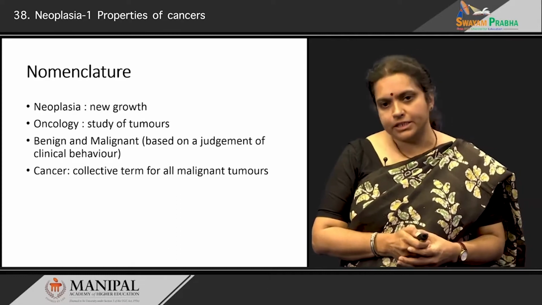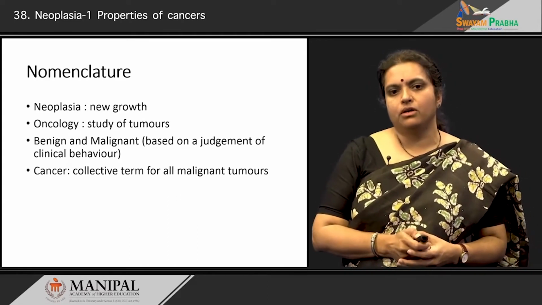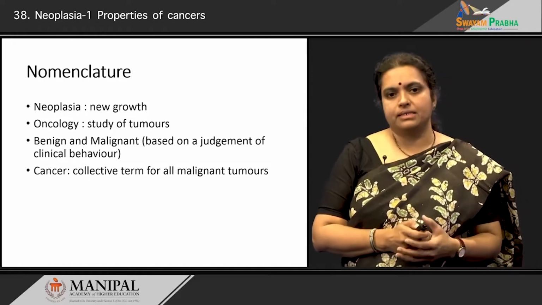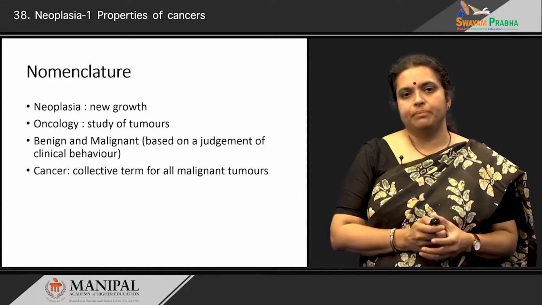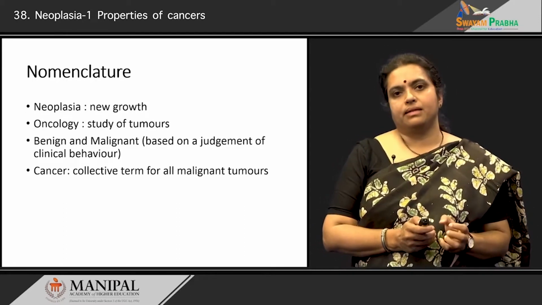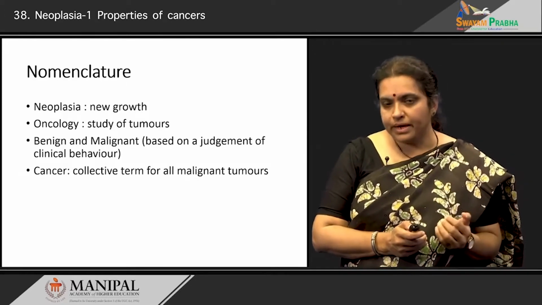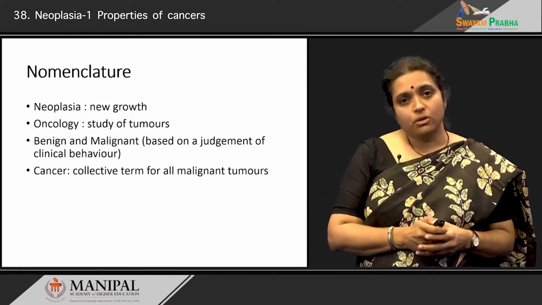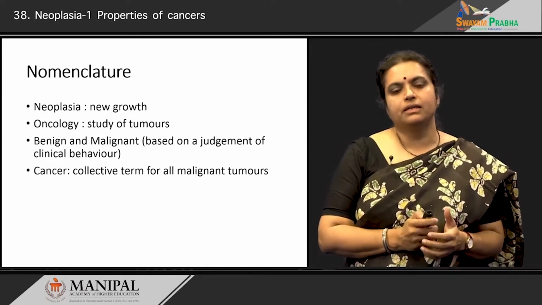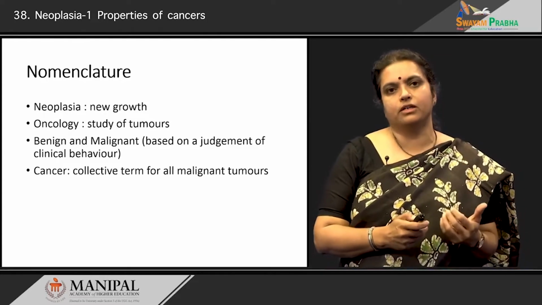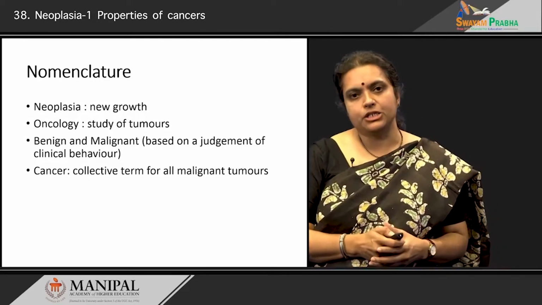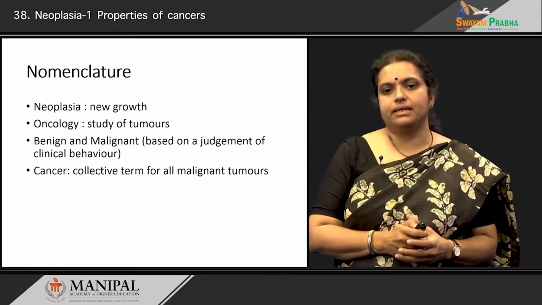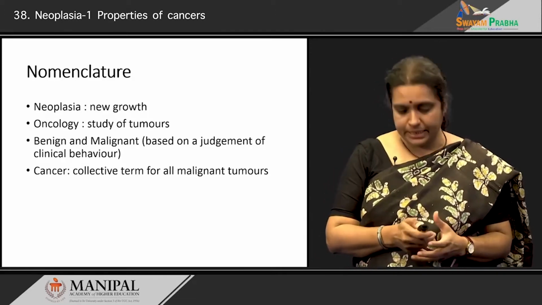The second word is oncology, which is nothing but the study of tumors, or the logos or study of onco or tumors. The third is, which everyone understands, benign and malignant. These words depend on how the cancers behave. The ones that are localized, do not invade and can be easily removed are known as benign. In other words, their behavior is benign, and those that grow beyond the confines of the organ, that invade, and those that go beyond the organ or which metastasize are known as malignant tumors. So, benign and malignant. And finally, the word cancer is loosely used as a collective term for all malignant tumors, whatever type it is.